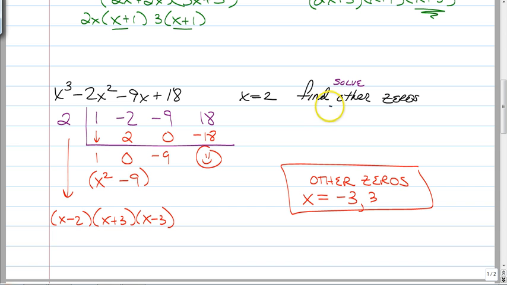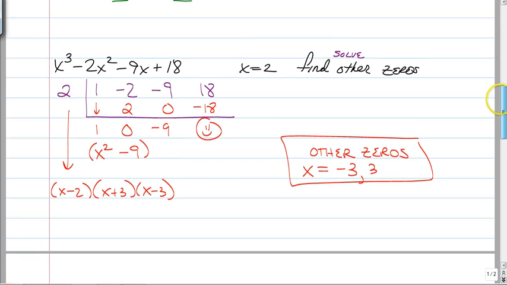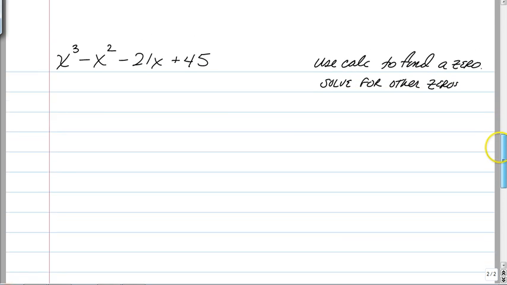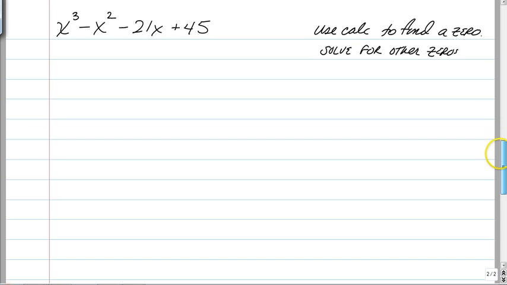However, the directions just said to list the other zeros. So you just had to find your two other zeros that come from using synthetic division on this problem, which are -3 and 3. Okay? So again, synthetic division is a form of factoring. So we're going to use a calculator to find a zero, and then we're going to find all the zeros.